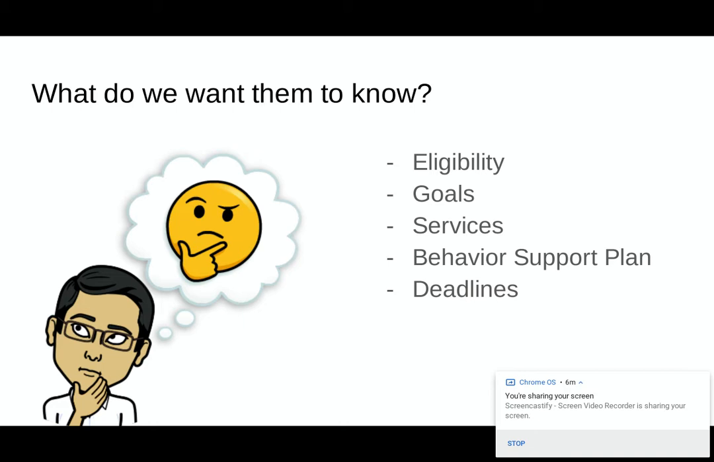The most important things that teachers really want to know are their eligibility, their goals, their services, maybe a behavior support plan, and what are the deadlines of those IEP meetings. But that's the key, is to keep it really, really simple. Notice I haven't included the present levels page. That's going to be part of my advanced version of the slides, because I just want to keep it really, really simple for these teachers. In fact, these teachers probably already have enough data from the kids on how these kids are.